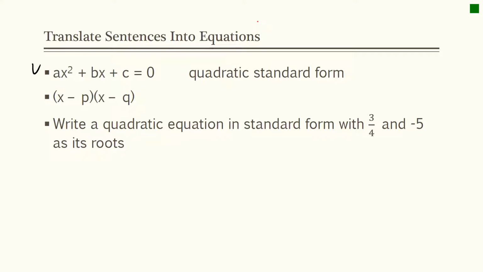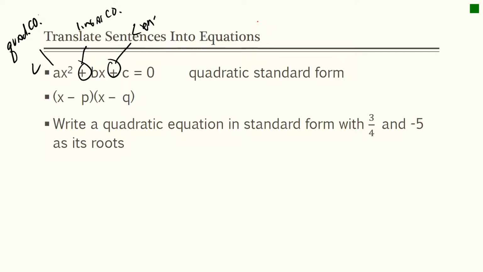This we covered in a previous chapter section, but I've got ax squared plus bx plus c equals 0. Now, this a in ax squared is the quadratic coefficient, and I'm just going to put quad co, and the b is the linear coefficient, what we call the linear coefficient, and c is our constant.